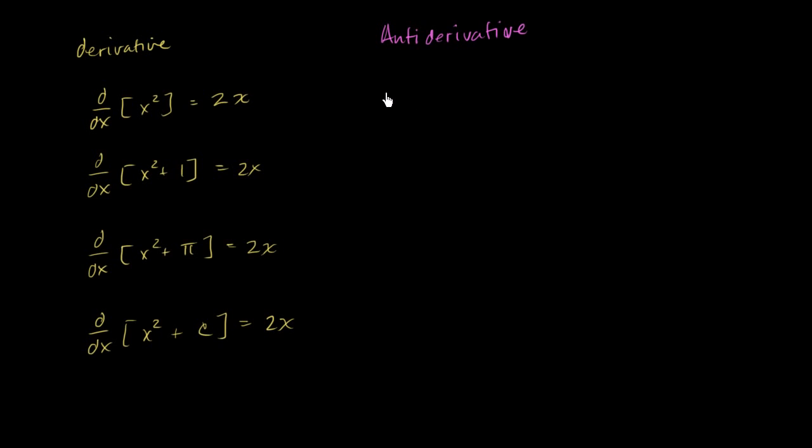So if someone were to ask you, what is 2x the derivative of, they're essentially asking you for the antiderivative. And so you could say, well, 2x is the derivative of x squared.